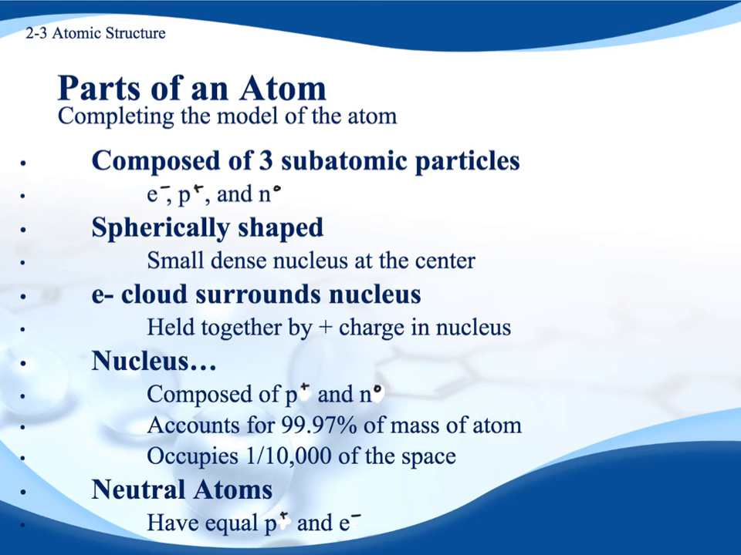Okay, so putting this all together, atoms are composed of 3 subatomic particles. If you hear the term subatomic particles, don't panic. Sub just means smaller than, and atomic meaning atom, so smaller than an atom particles: electrons, protons, and neutrons. Atoms are spherically shaped. They have a small, dense nucleus at the center where all the positive charge is. The electron cloud surrounds the nucleus. It's held together by the positive charge in the nucleus. The nucleus is composed of protons and neutrons, right? The electrons are going around the outside of that. The nucleus is 99.97% the mass of an atom, and it occupies 1/10,000th of the space. So lots of mass, low on the space there.